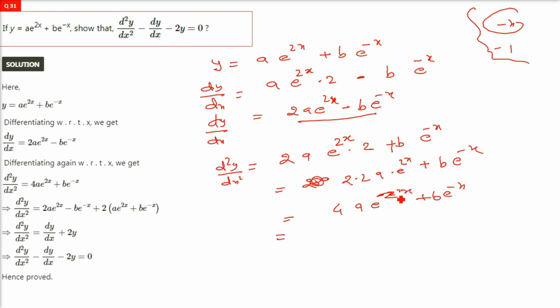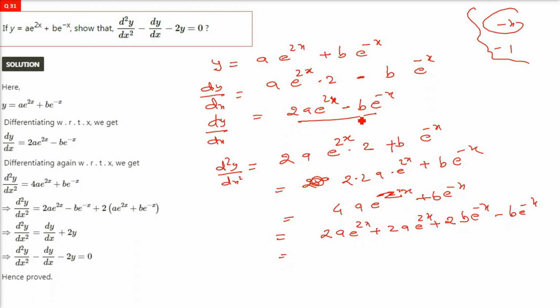We'll write the dy by dx first. That is 2a e raised 2x. 4a can be written as 2a e raised 2x plus 2a e raised 2x. How about b e raised minus x? It can be 2b e raised minus x minus b e raised minus x. So if you subtract 2 with 1, it will be 1 only.